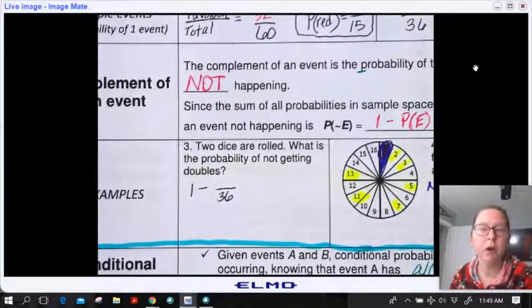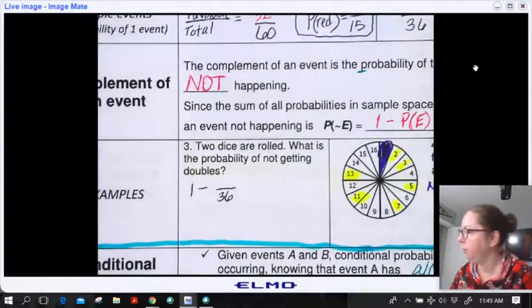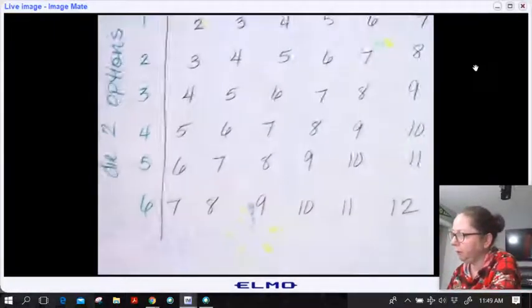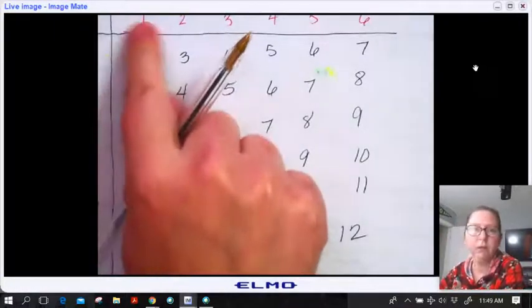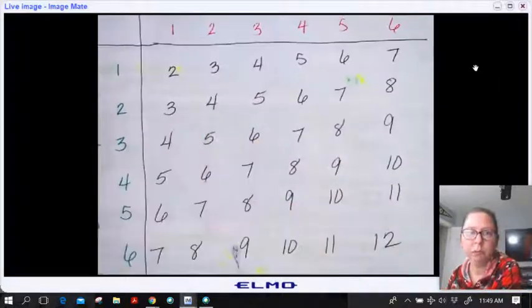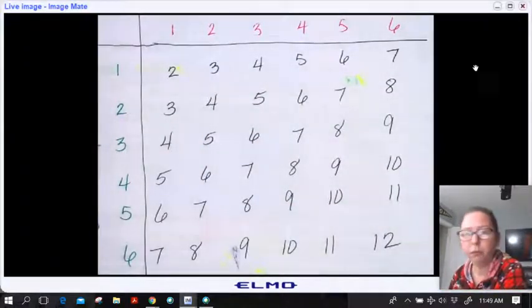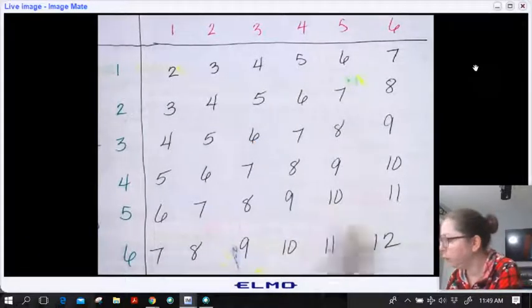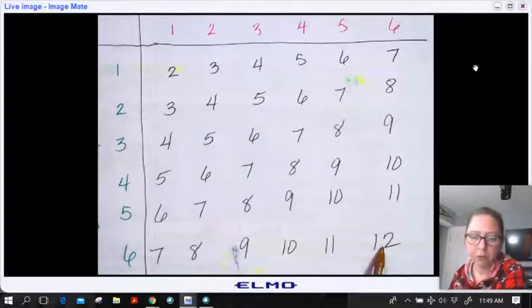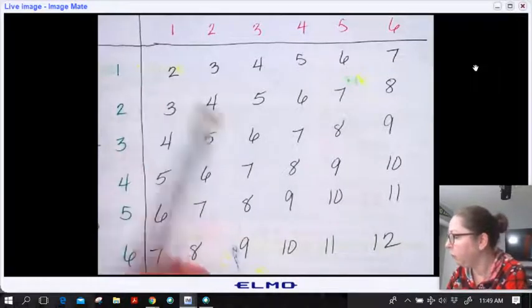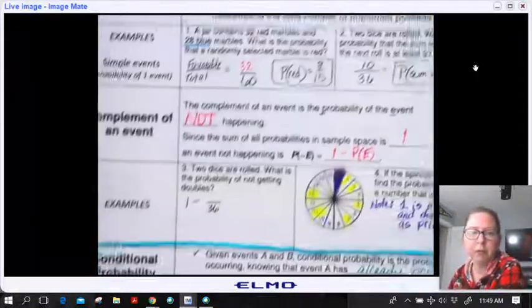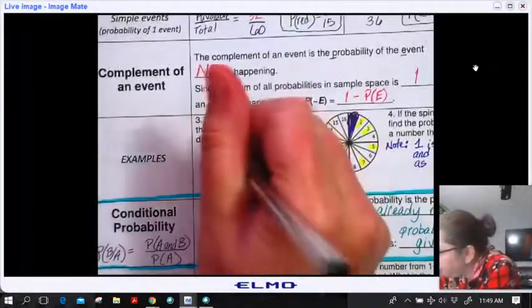Okay, and then what are all the different ways that you can roll doubles? Well, there's only 6 numbers, right? I can roll double ones, double twos, double threes, fours, fives, or sixes. So the total number of options for rolling doubles is just 6 of them. So the probability of rolling doubles is going to be 6.